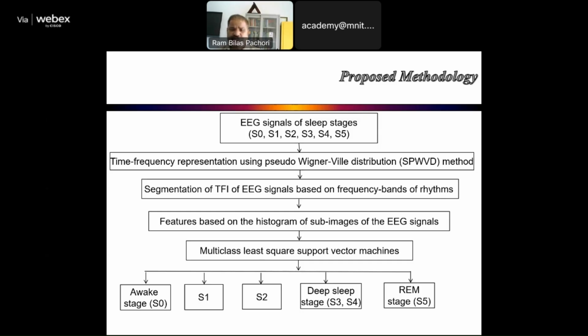Then we give these features to a multi-class least square support vector machine classifier. Then it will give you awake, S1, S2, S3, S4, and REM. These different classes of EEG signals can be classified.